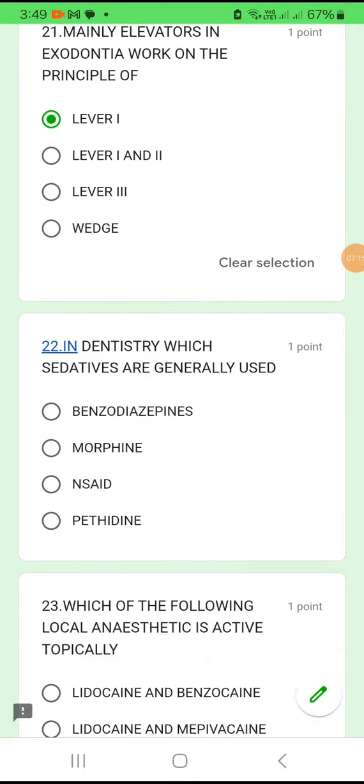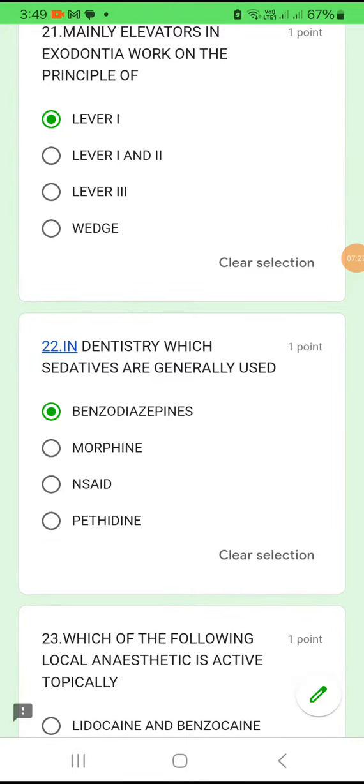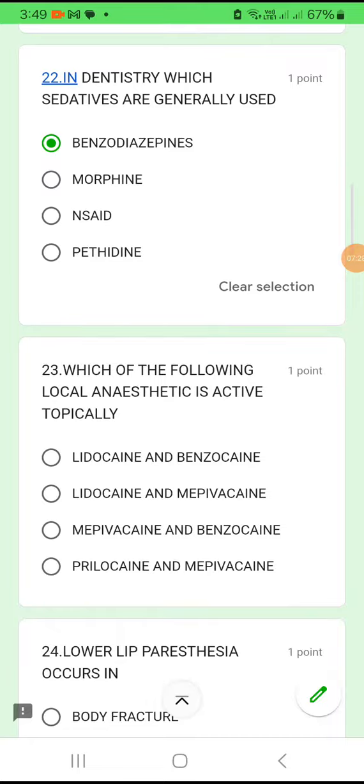Question number 22. In dentistry, which sedatives are generally used? Benzodiazepines or morphines or NSAIDs or barbiturates? In dentistry, the sedative most commonly used is benzodiazepines. Okay.